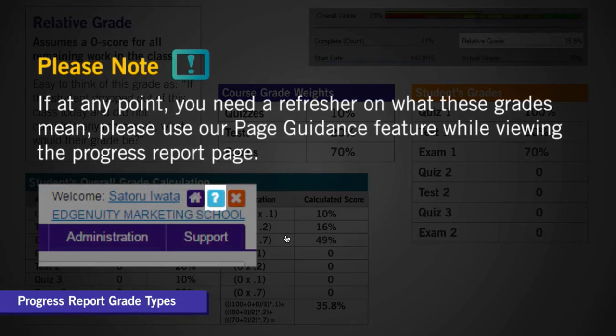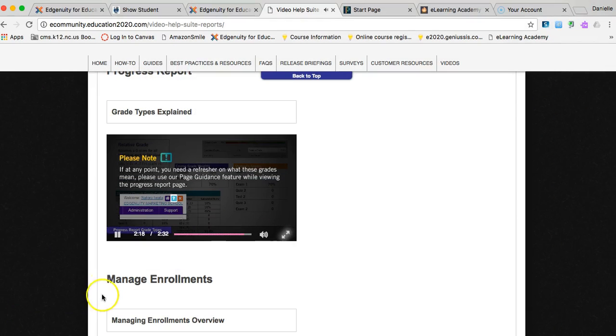Note that if at any point you need a refresher on what these grade types mean, please use our page guidance feature while viewing the progress report page.